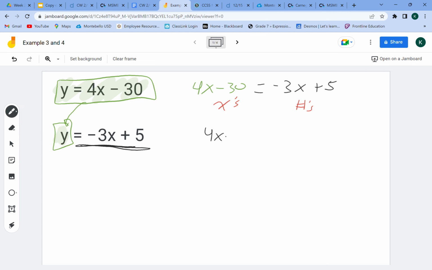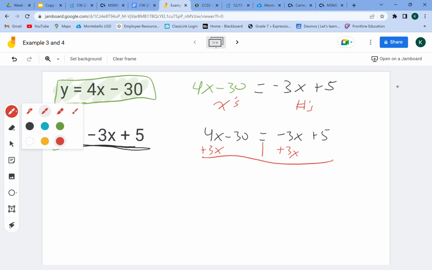So I have 4x minus 30 equals negative 3x plus 5. Now that I have that going, I want to move this over to this side because that's where I want the x's to go. So what I'm going to do is add something to negative 3x so it becomes a 0, and I'm going to add a positive 3x. Whatever I do to one side of the equation, I do to the other. So I have this going here.